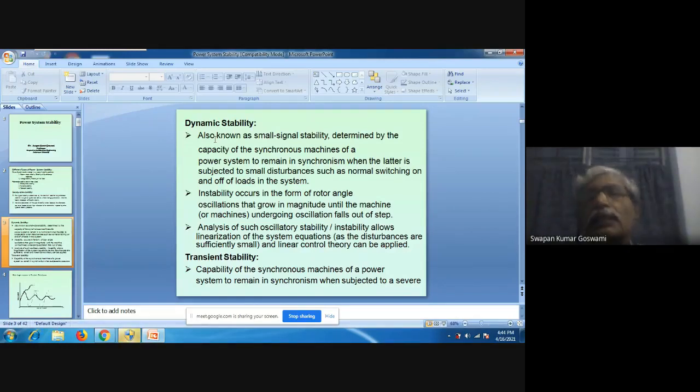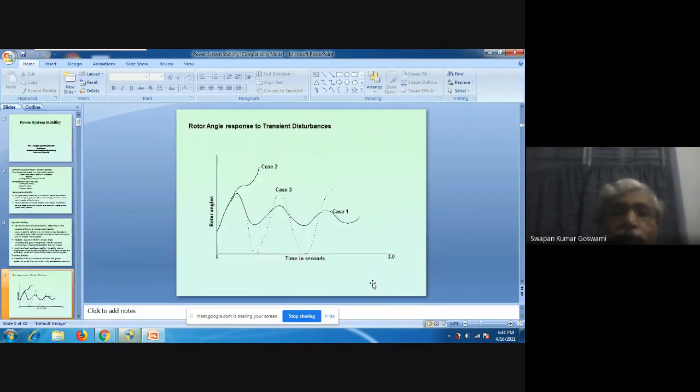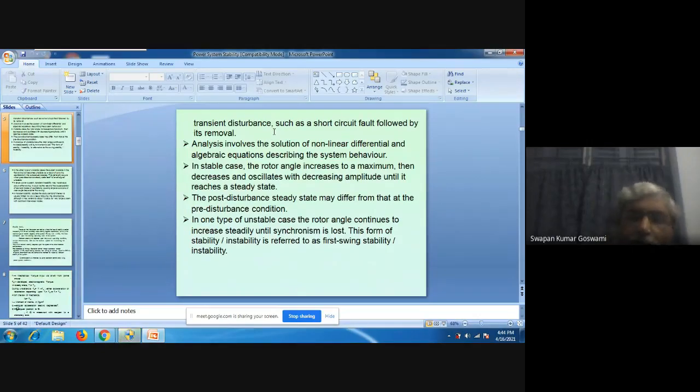As a result, there will be another type of problem called the transient stability problem, and the system may lose its stability. The system may lose its synchronism. So we shall discuss this problem in detail here. If we want to define it, it is the capability of a synchronous machine of a power system to remain in synchronism when subject to a severe transient disturbance. Transient disturbance means sudden disturbance, such as a short circuit fault followed by its removal.